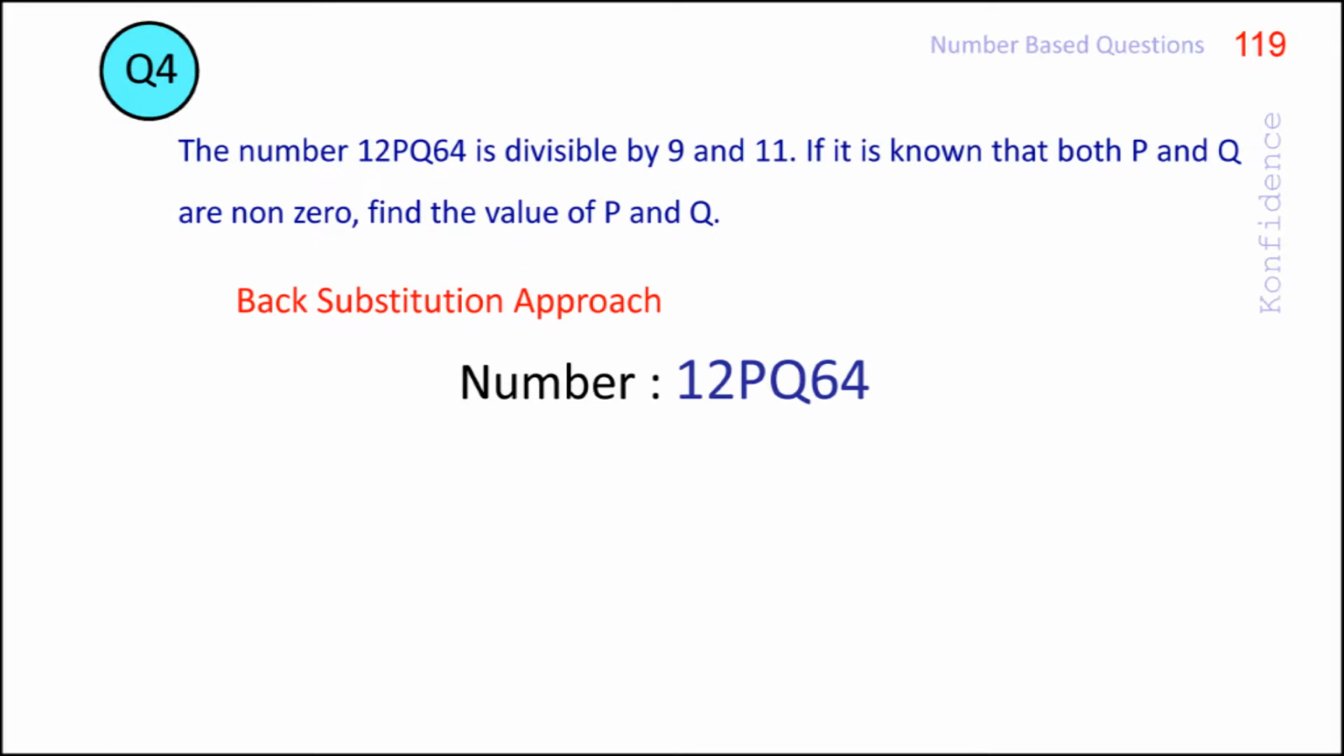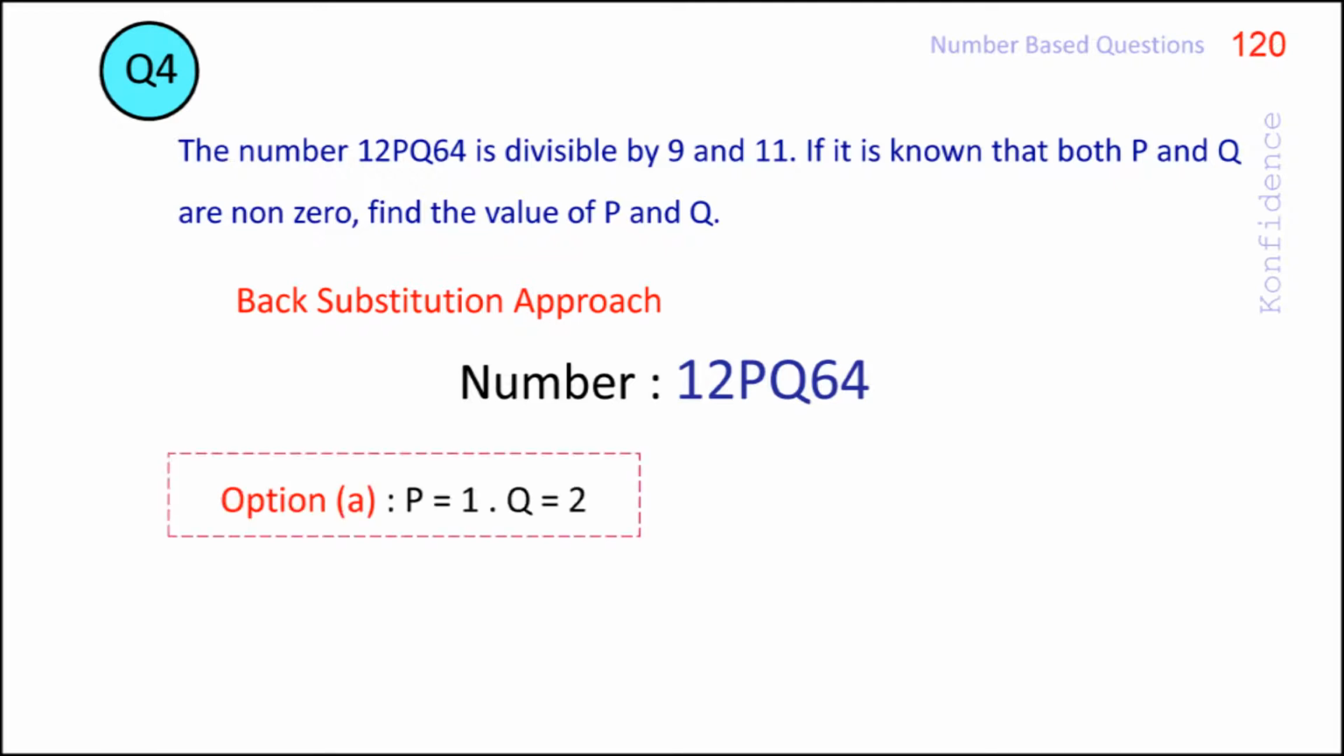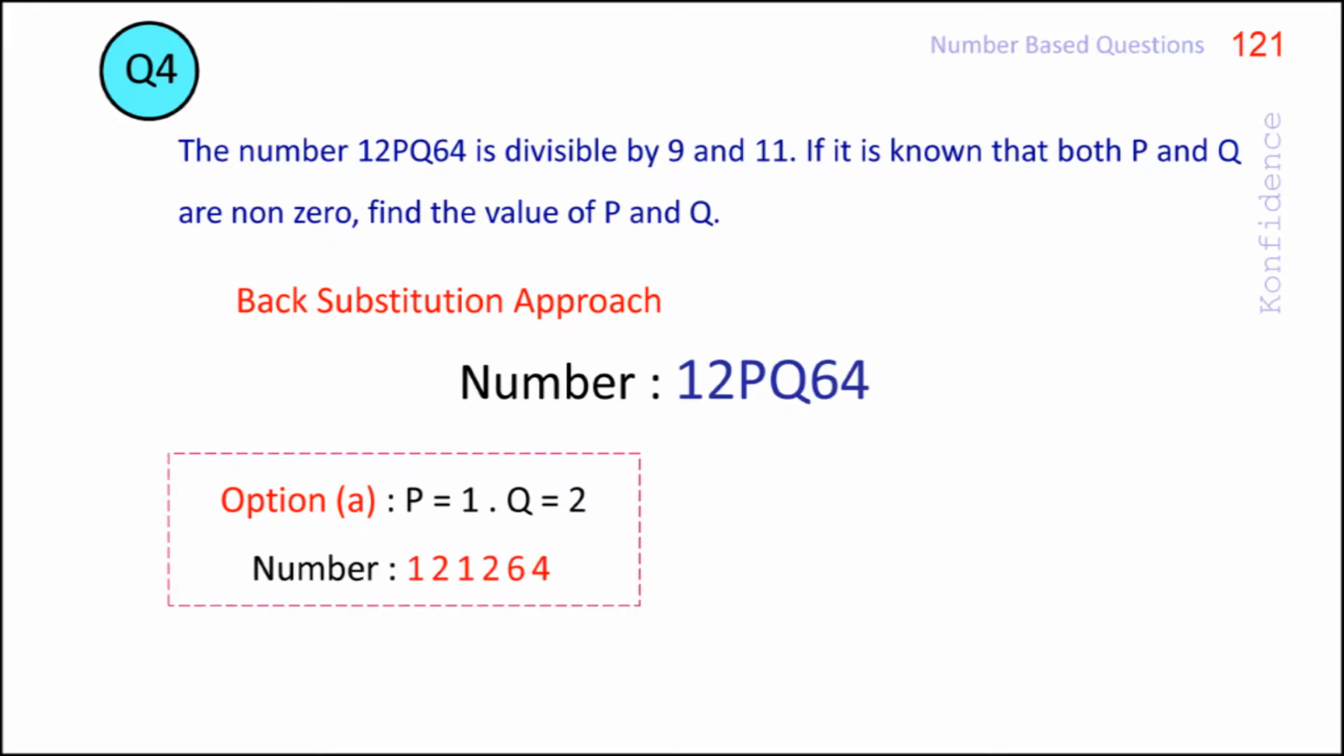Let us look at the back substitution method. What we do here is to plug in the option values to the unknowns. Let us start with option A. When we plug in the values given in option A, the number becomes 121264.